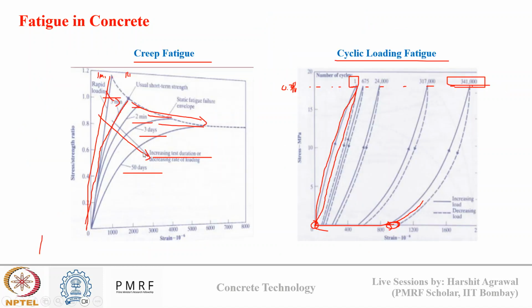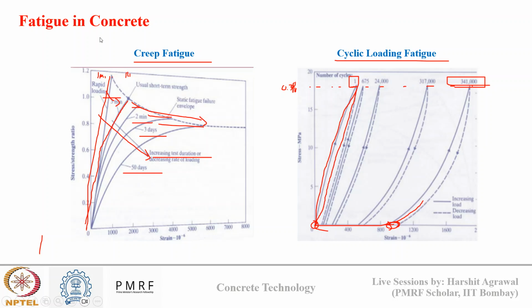And on the second slide, I told you about different types of fatigue. So there can be two cases. Either I am applying a load at a very small rate continuously, or I am applying a cyclic loading. I am applying a Pu by 3 load, and I am removing, then applying a Pu by 3 load, then removing. So like that. That is cyclic loading. And creep fatigue is I am applying Pu load only, but at a smaller rate.